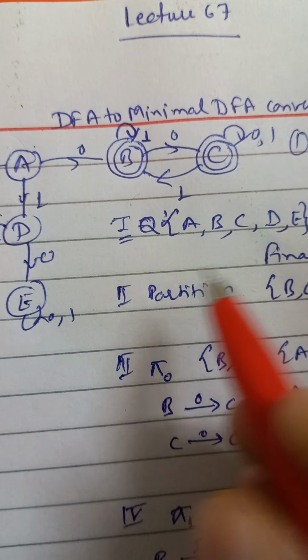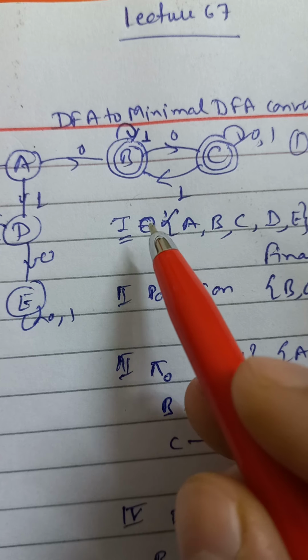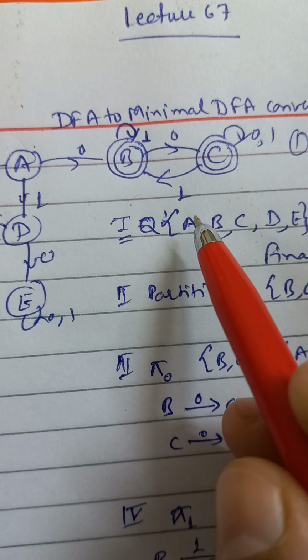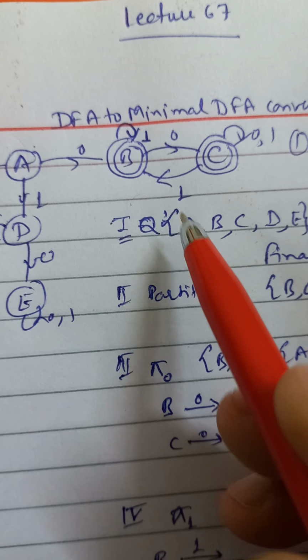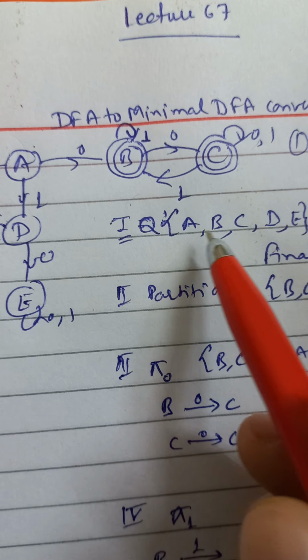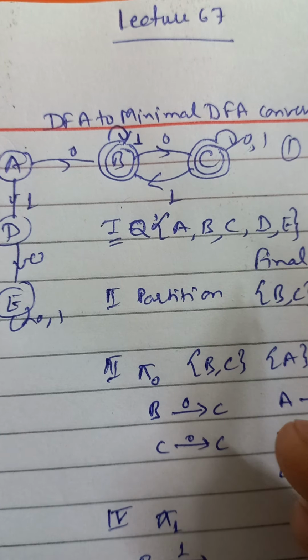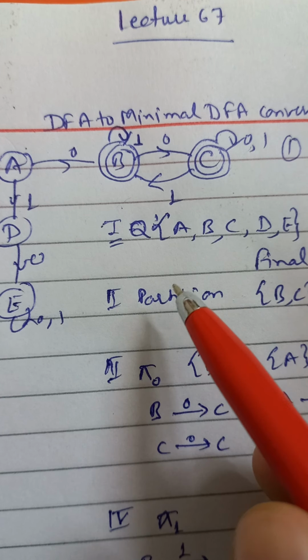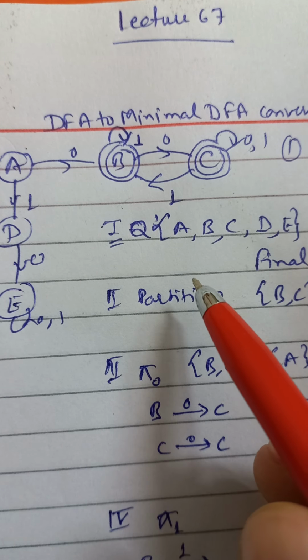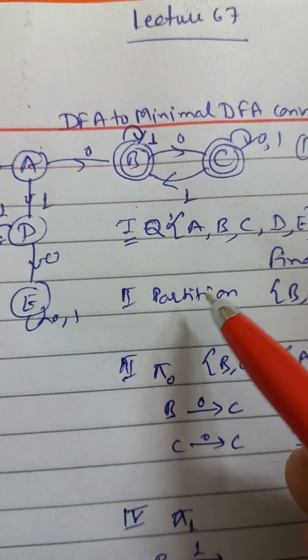Then after that, what is the first thing we will do? First we will write how many states we have in this DFA. The states we have are A, B, C, D, E. Then we will partition the final and non-final states.